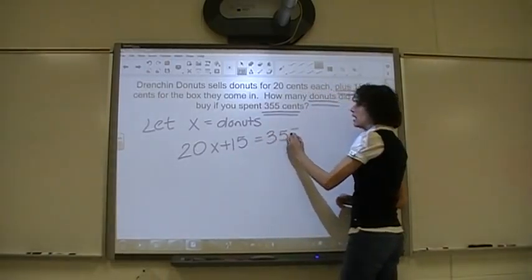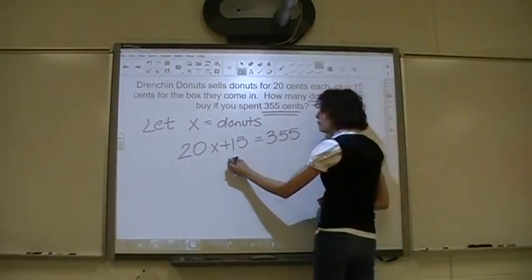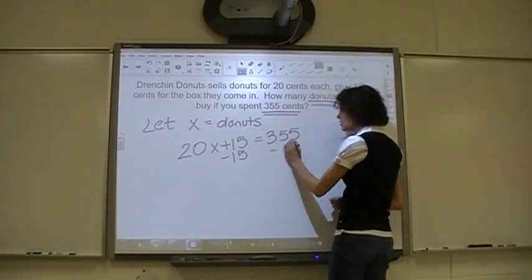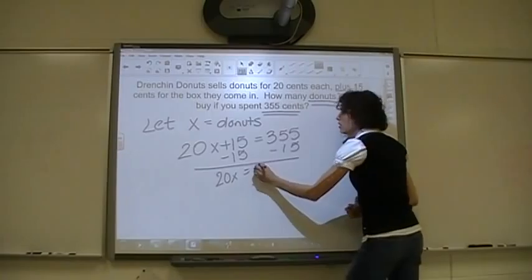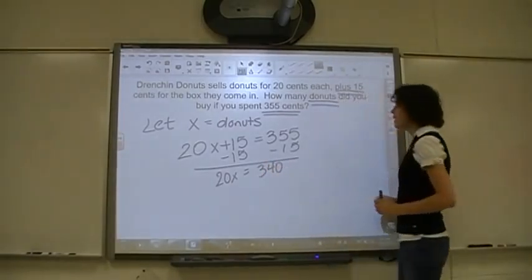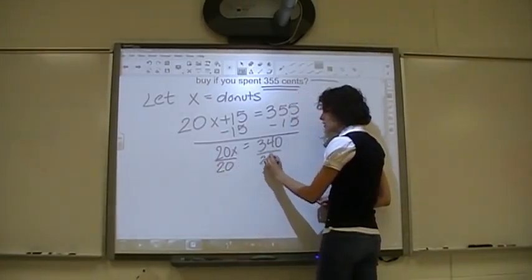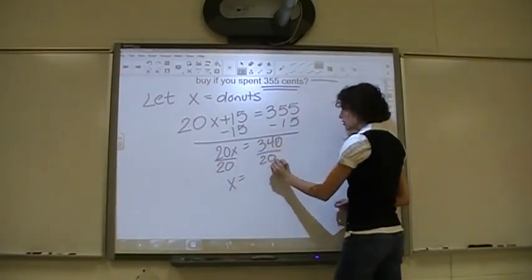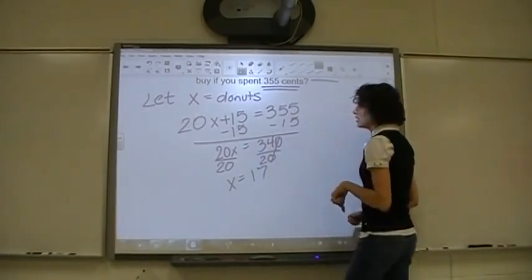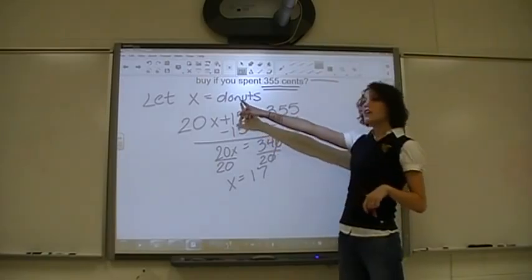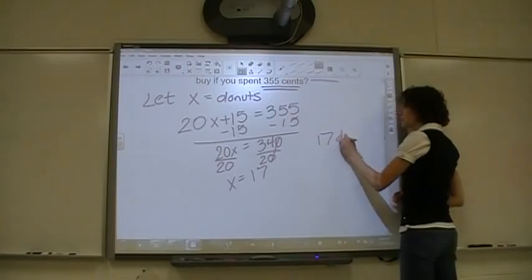Once you have your equation, it's really easy because you just solve like normal by subtracting 15 on both sides. So you have 20x equals 340. Then from there, just divide by 20 on both sides. So x equals, your zeros cancel, 34 over 2 gives me 17. Then you want to label it just like how you had your x labeled up here, and your answer is 17 donuts.